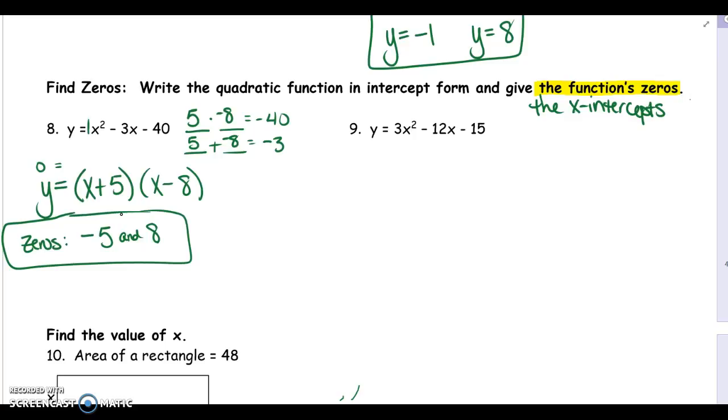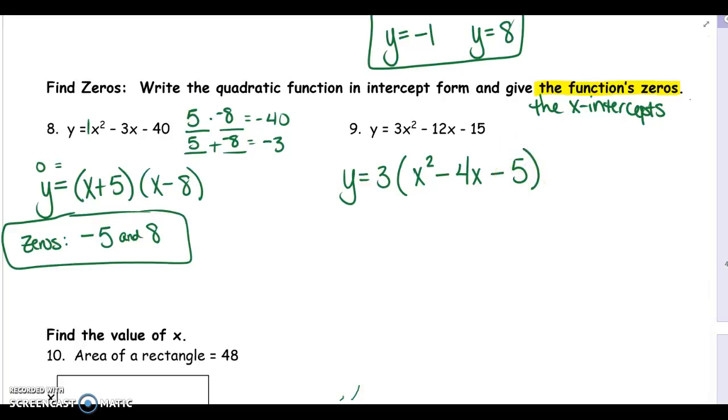All right, number 9. You might notice that there's a number in front of x squared, so you might be tempted to do 3 times negative 15 and then do the factor by grouping. But the first thing that you should always check is, do these 3 terms have anything in common? 3. So we can do y equals 3 parentheses, and we can divide each of these terms by 3. 3x squared divided by 3 is x squared. Negative 12x divided by 3 is negative 4x. And negative 15 divided by 3 is negative 5.